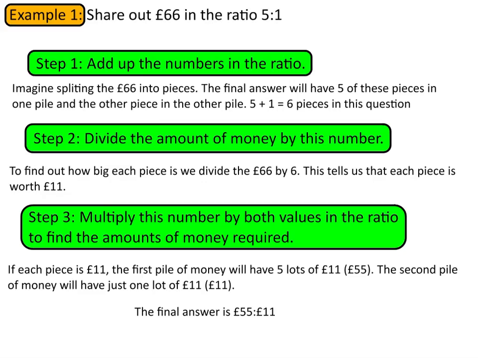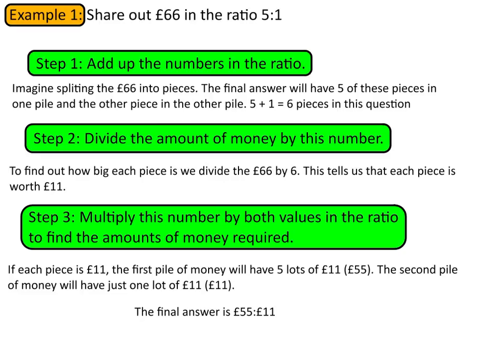In this lesson, we're going to look at proportional division, which really means sharing out a value into a given proportion. So here's a step-by-step guide of really how to do this. First of all, the question: we're going to share out £66 in the ratio 5 to 1. So if we're in the ratio 5 to 1, there are 6 parts to this. We need to share it into 6 pieces.